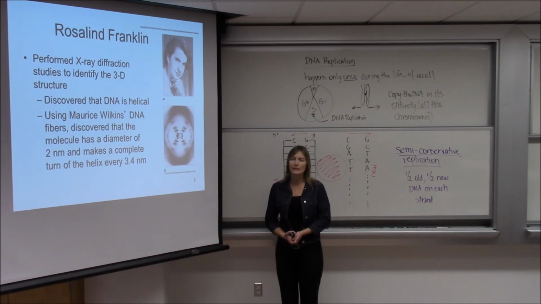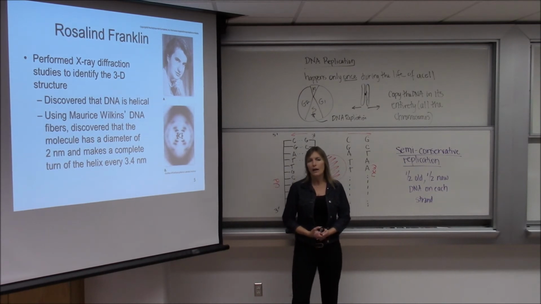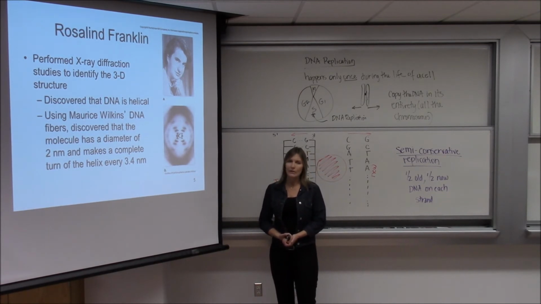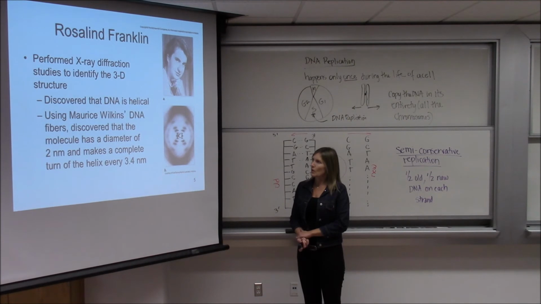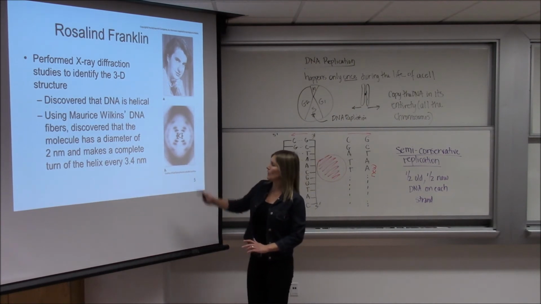Watson and Crick really didn't discover anything. They used other scientists' research to put together a model of DNA. You are not eligible for the Nobel Prize if you are not living, so she never received the Nobel Prize, but she should have. She is who actually discovered the three-dimensional structure of DNA, and this is her famous photograph.